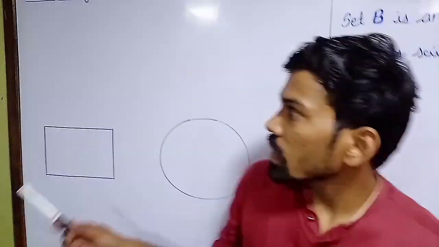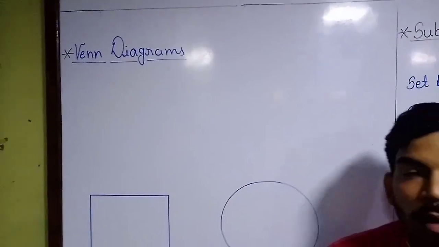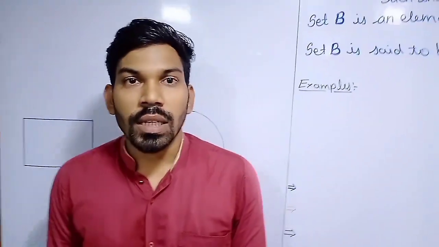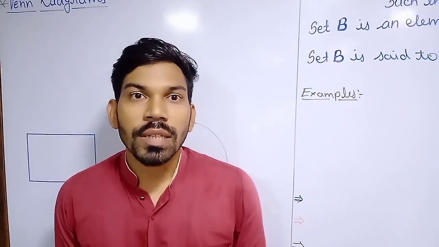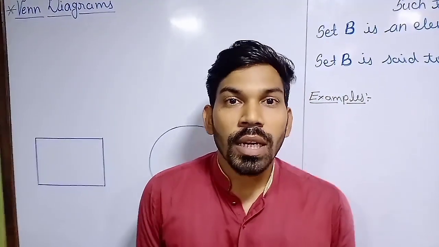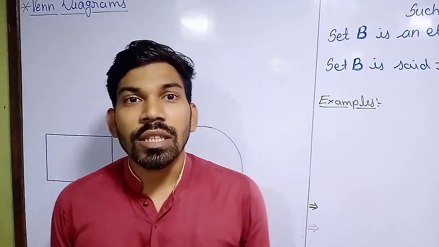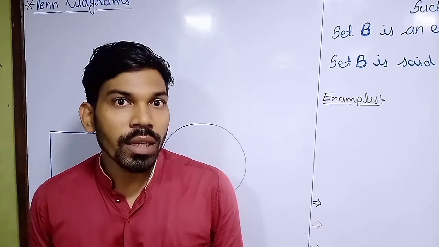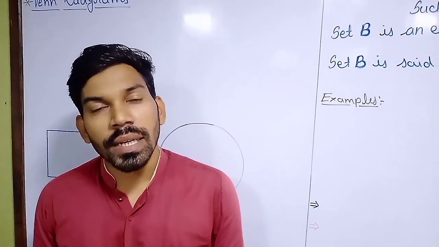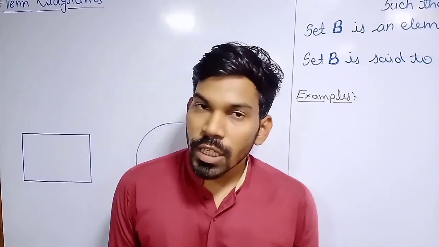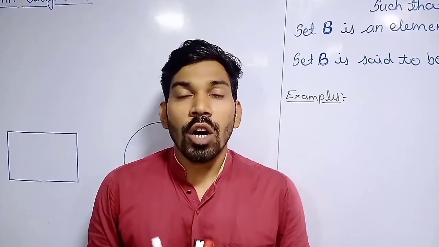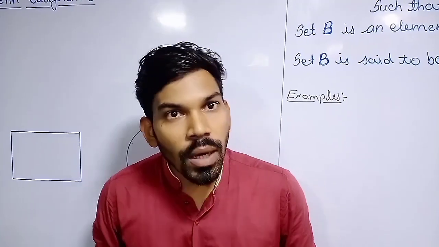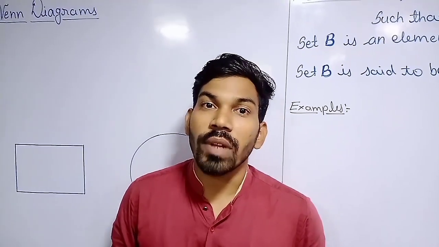The next concept is Venn diagram. What is the meaning of Venn diagram? Any idea or concept can be understood in a better way with the help of diagrams. The British logician John Venn developed and used this idea for sets. Therefore it is called a Venn diagram. So this helps us to understand with the help of a diagram.